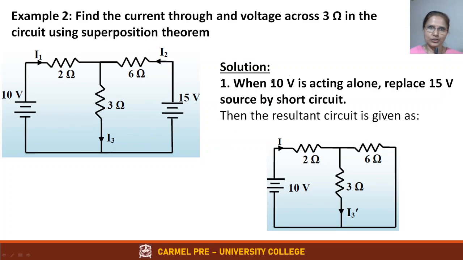So the solution is going to be like this. When 10 volts alone is acting, replace 15 volts by a short circuit. When you replace 15 volts by a short circuit, it looks like this. Okay, so how to get the current I3 dash then? For that, what we should do is, first we have to shrink the circuit, in the sense you have to minimize the resistances. You have to understand how the resistors are connected.